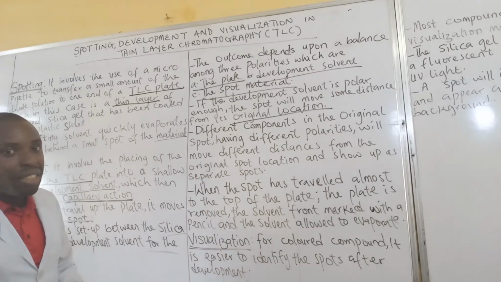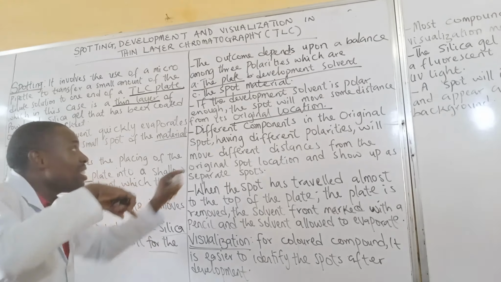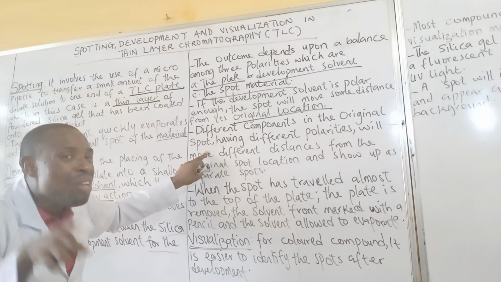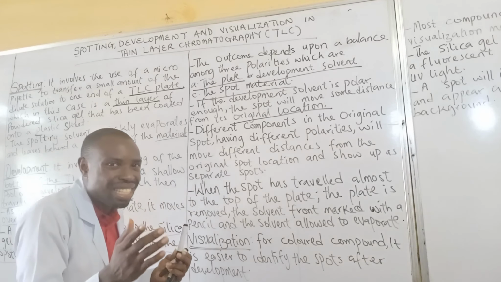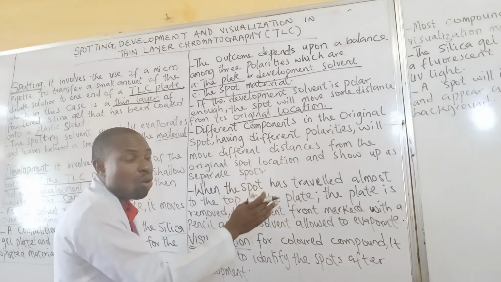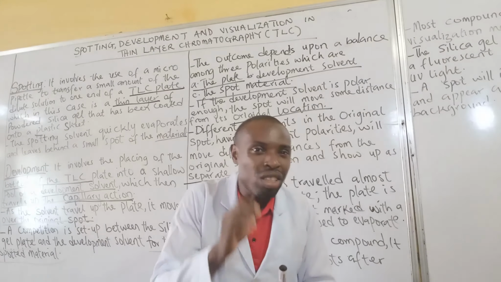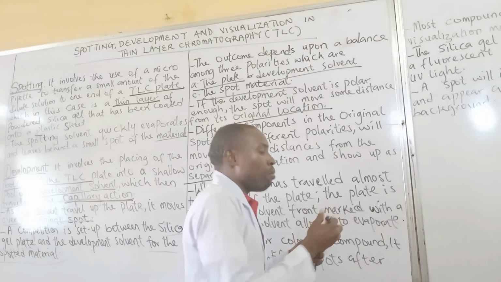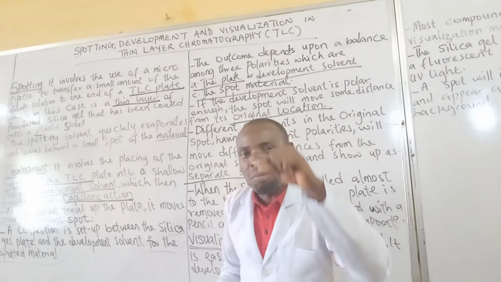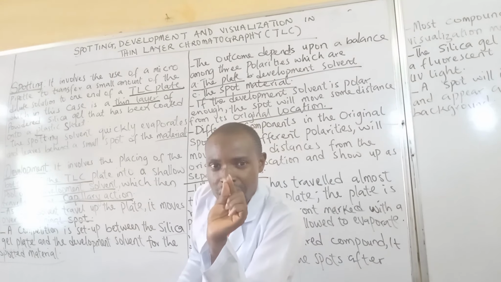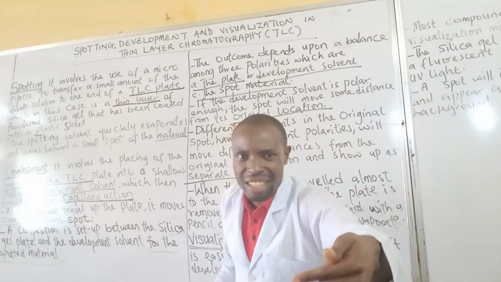Now, do not forget that different components in the original spot that have different polarities will move different distances from the original spot location and show up as separate spots. This is not difficult. It means that on the TLC plate, a marked spot has been left. Remember that that marked spot was from the sample that is to be analyzed.